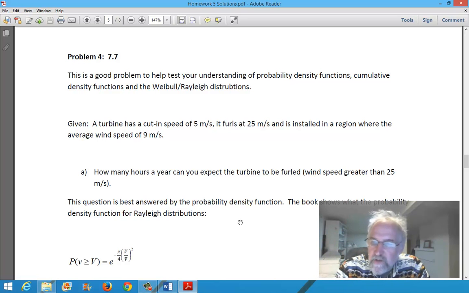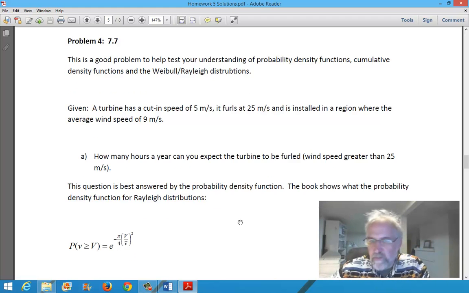First one, how many hours a year can you expect the turbine to be furled? So how often is that wind blowing so high that we're not going to capture any of it because frankly it's scary. It's going to damage the turbine too much. And this is what the probability density function, particularly the cumulative density function, is very good at.